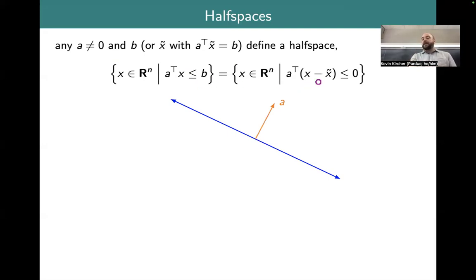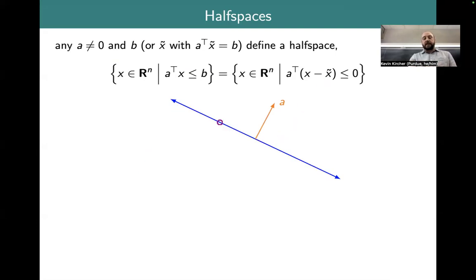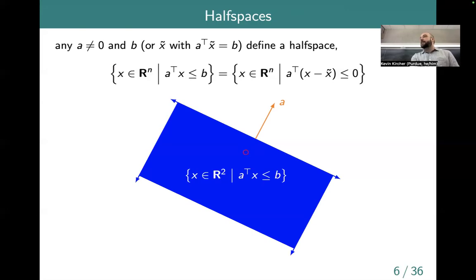And similarly, we can write it with the X tilde rather than B as the parameter. So this is the half space. Here, this would be the hyperplane. And then again, everything below that hyperplane is our half space. This isn't meant to be a rectangle. This is meant to go on in all directions, if that makes sense.